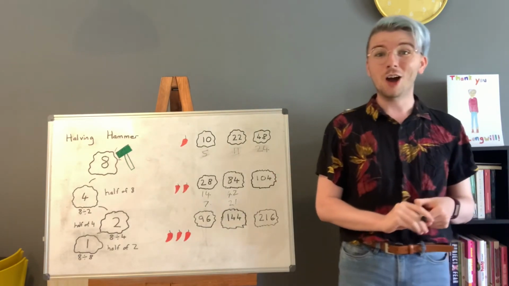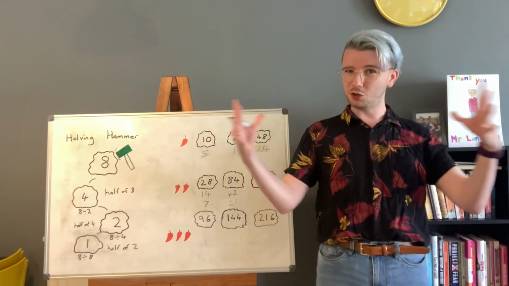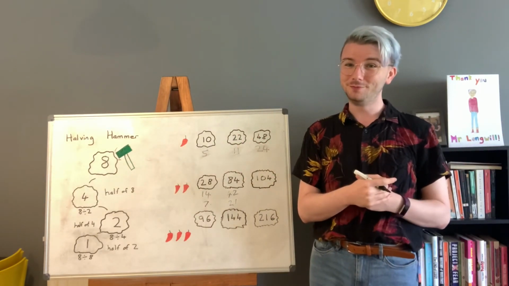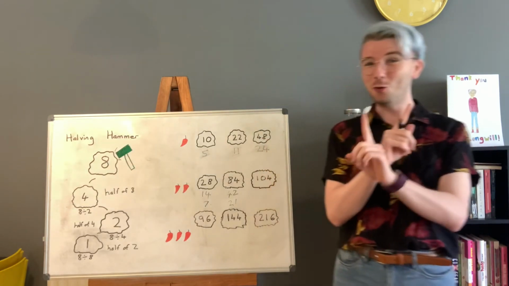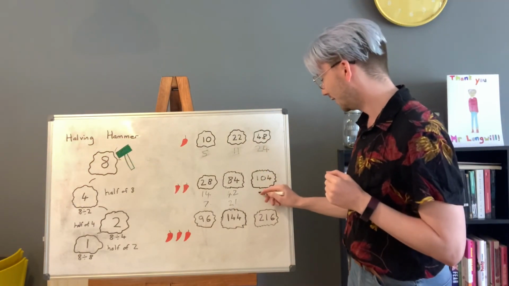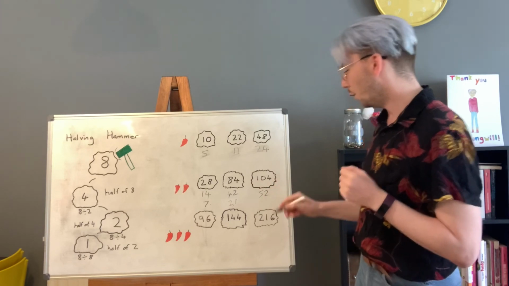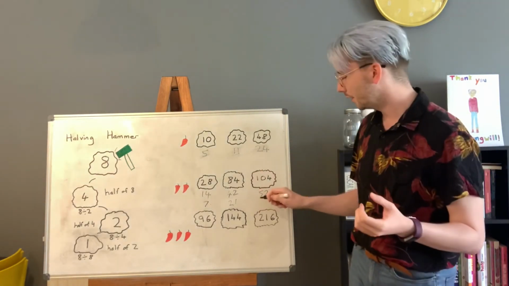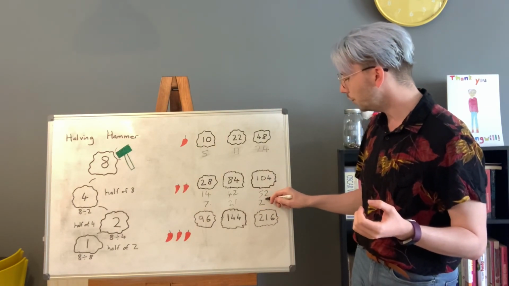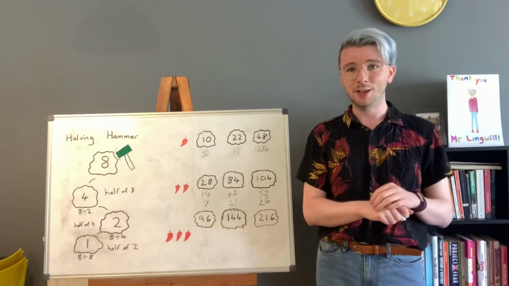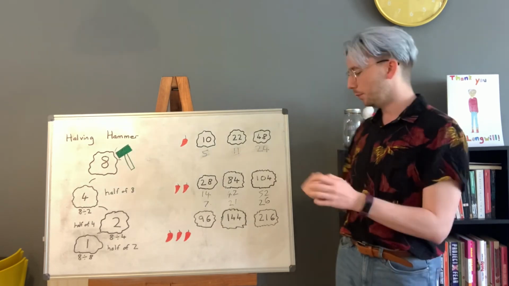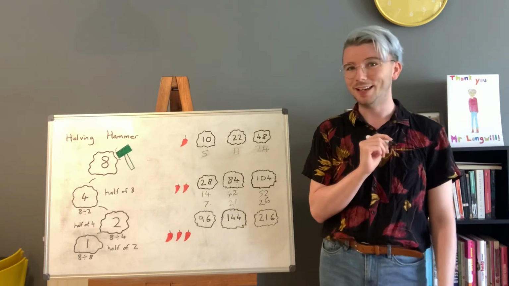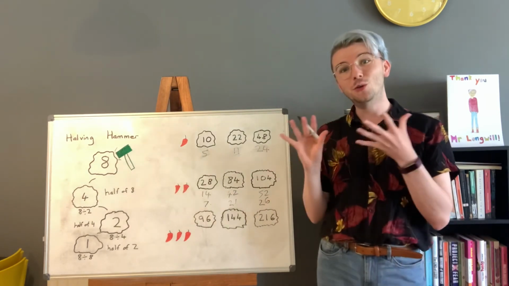Final question, 104, a much bigger number to try and half. What's half of 104? I get the number 52, and I hope you do too. And what is half of 52? That would be 26. So if we hit the number 104 with the halving hammer twice, we would get 26, because we half it to get 52 and half it again to get 26. And those are the solutions to our medium problem.